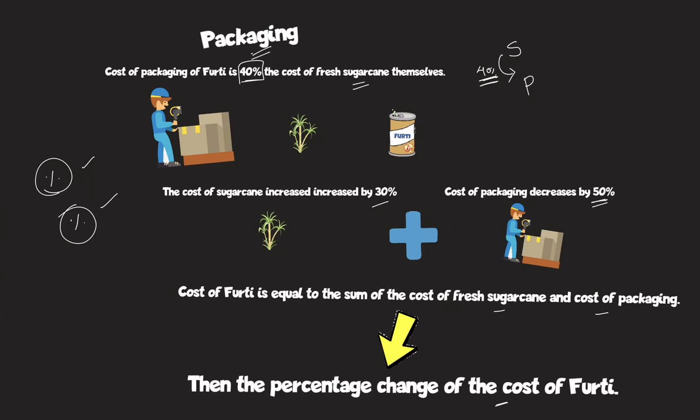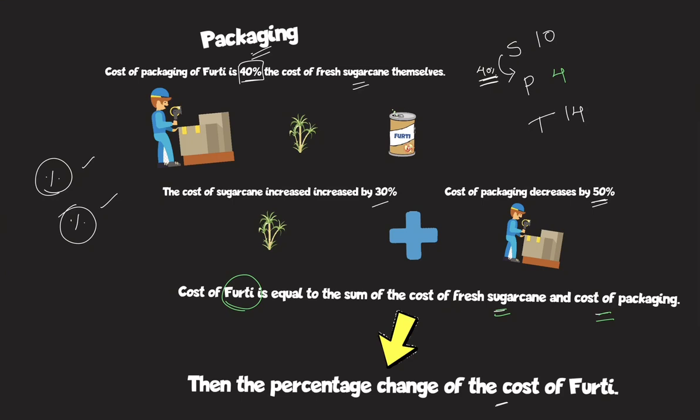What is the simplest value? Let us assume the value of the fresh sugarcane to be 10. Then the cost of packaging will be 40% of that, so that will be 4, because 40% of the cost of fresh sugarcane is the cost of packaging. The total cost of Furti is the cost of fresh sugarcane plus the cost of packaging, so 10 plus 4, that will be 14.